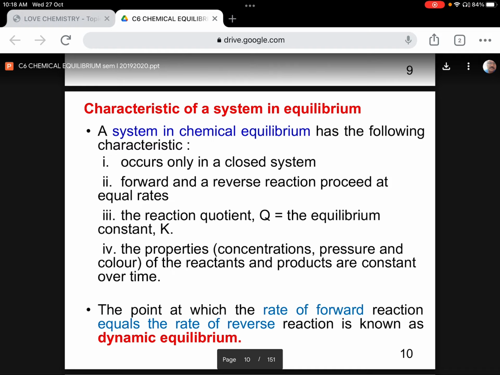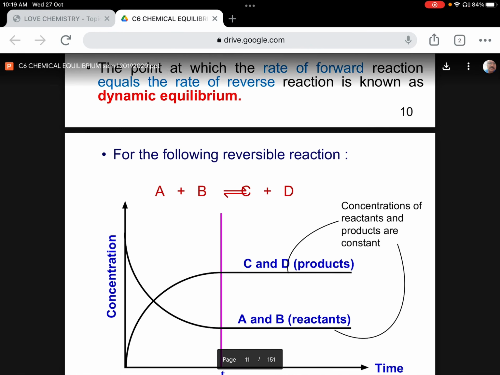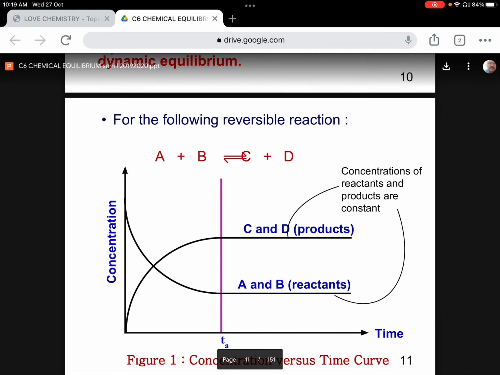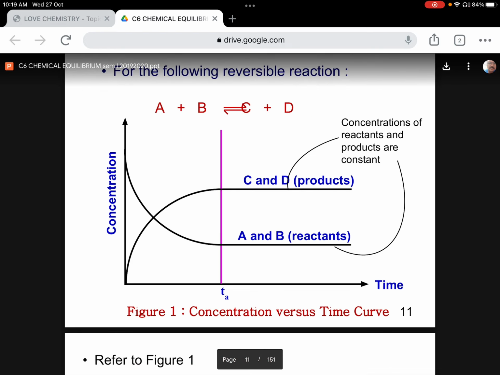The point at which the rate of forward reaction equals the rate of the reverse reaction, the system is said to be at dynamic equilibrium. Now we consider this reversible reaction, A plus B in equilibrium with C plus D. Students can see the graph sketched here is concentration versus time. A and B are the reactants. As time goes by, A and B decrease, while the products C and D increase.